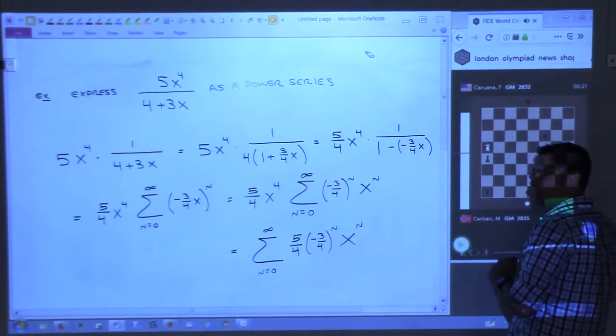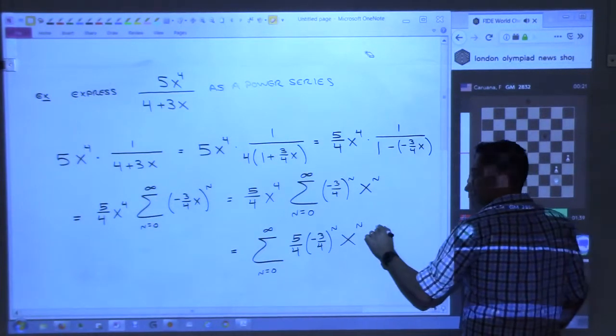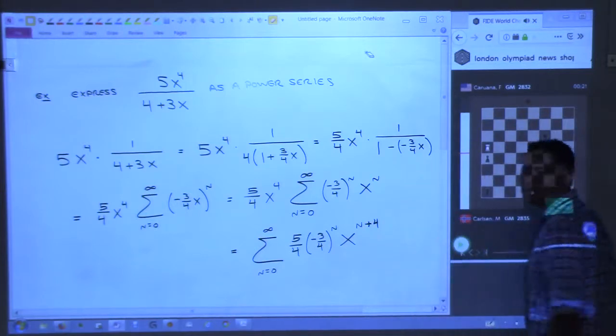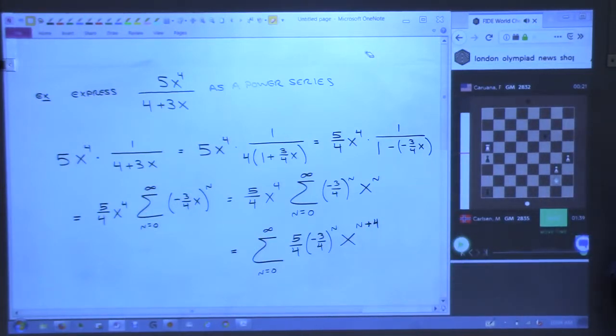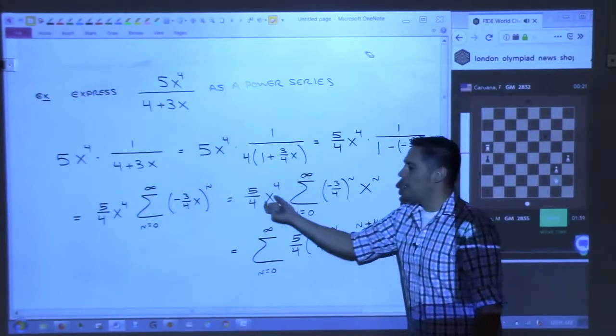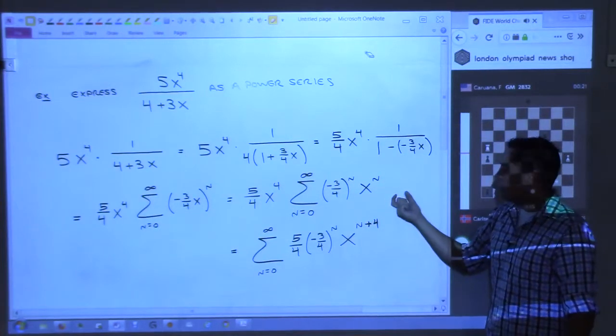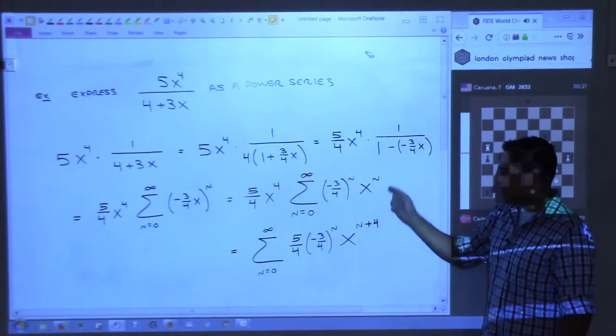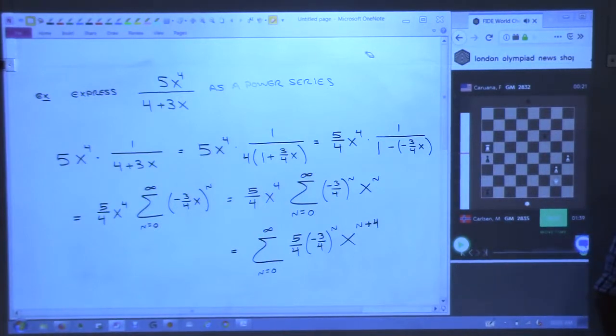Any ideas? Plus 4, good. Plus 4. Because you're doing x to the n and you're bringing an x to the fourth in, right? So you're doing x to the n times x to the fourth, add the exponents, you get n plus 4. There's your power series.